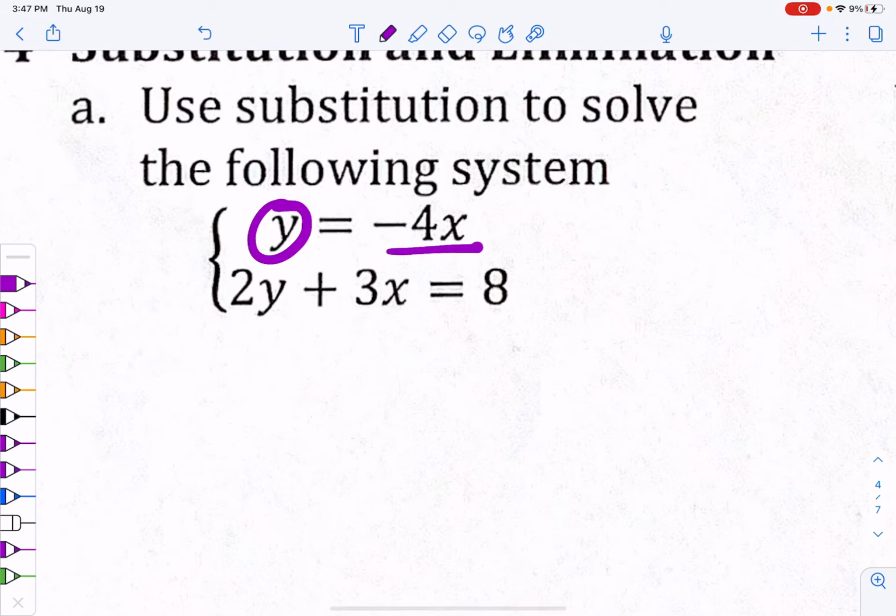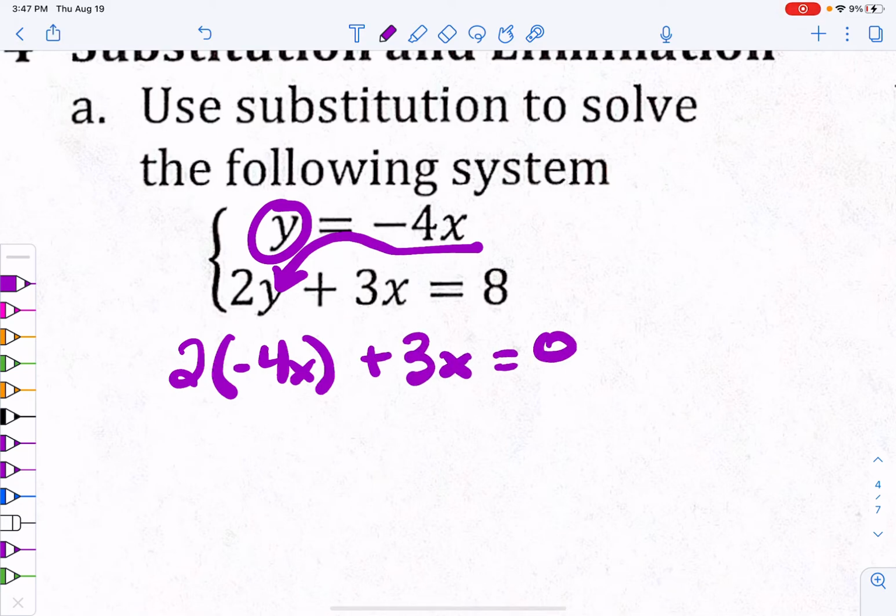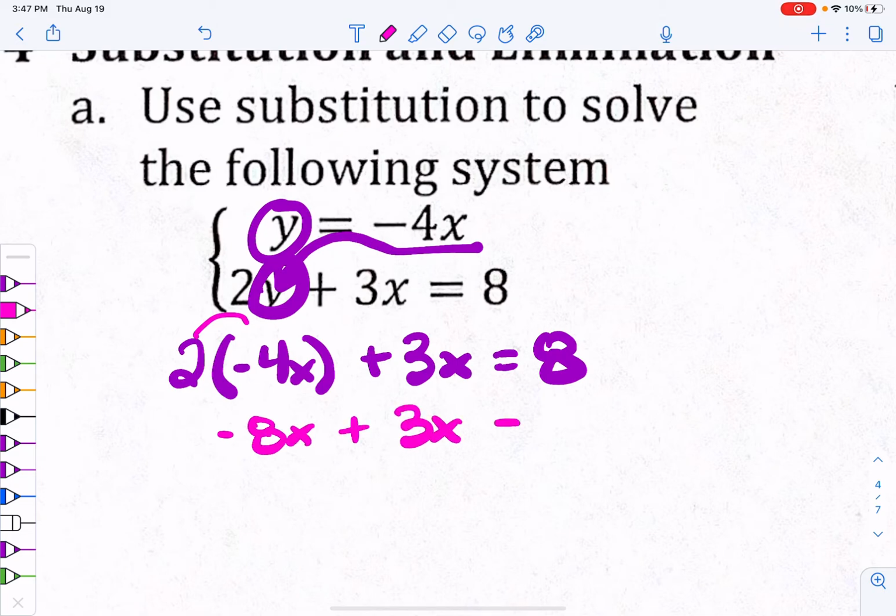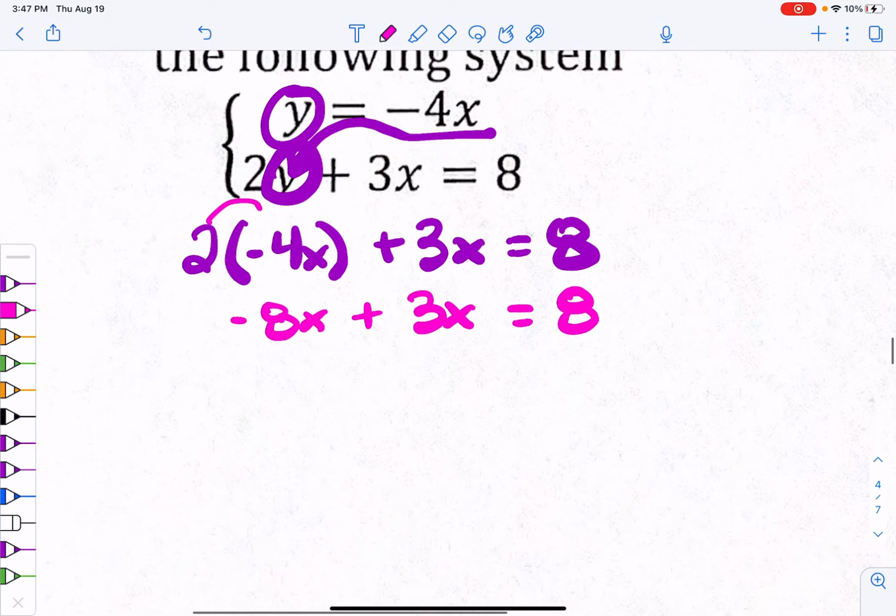And then this negative 4x, we take him and we plug him in where the y is. Okay, so this is what it looks like. 2 times negative 4x plus 3x equals 8. So just this guy right here, we plopped in the negative 4x. And then we just simplify. So 2 times negative 4x is negative 8x plus 3x equals 8. Okay, and then we keep solving.